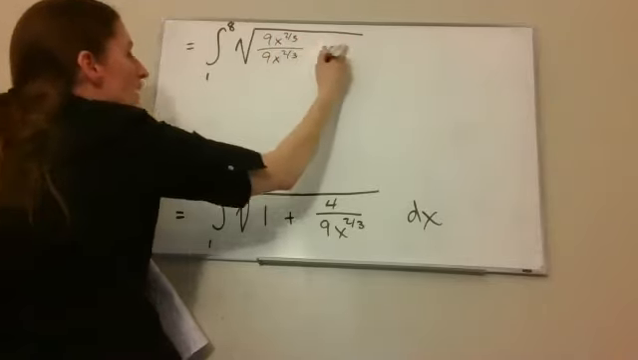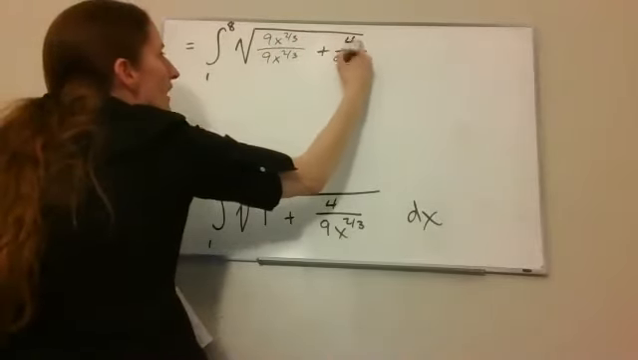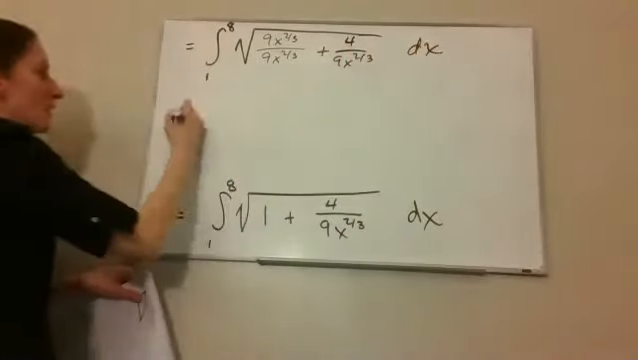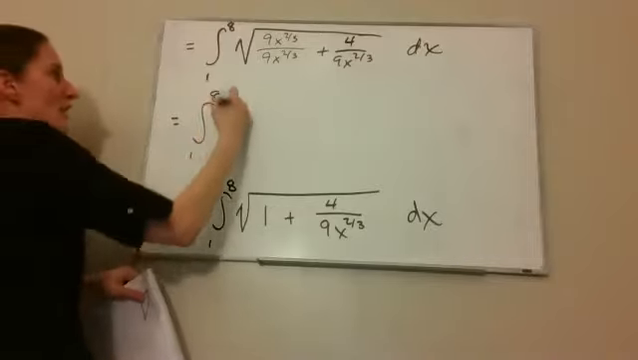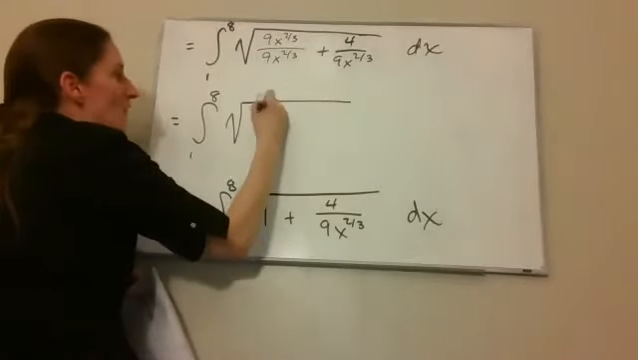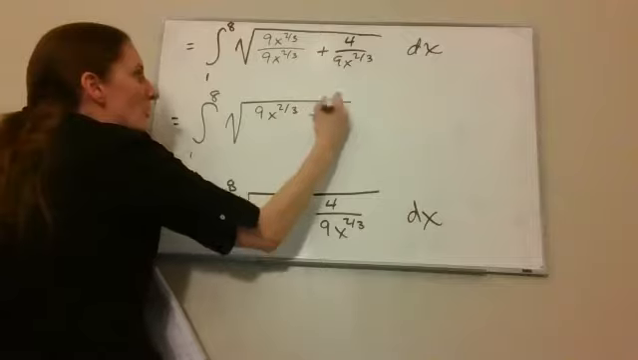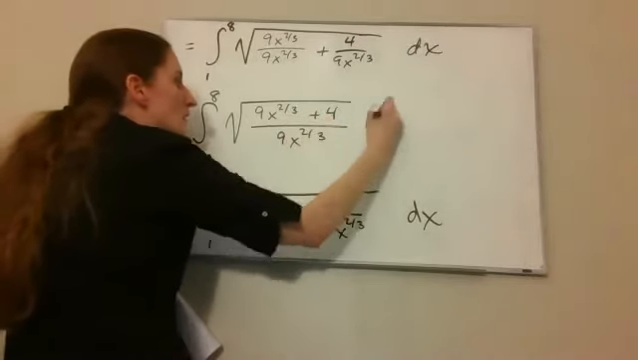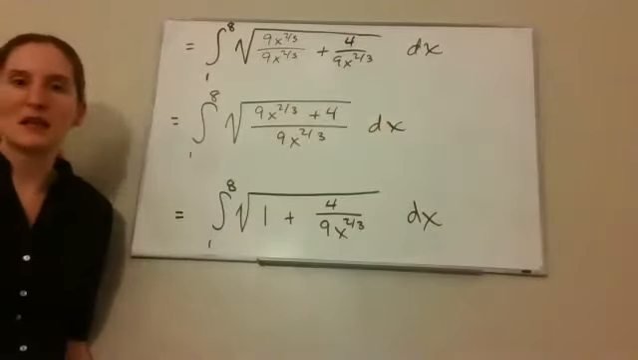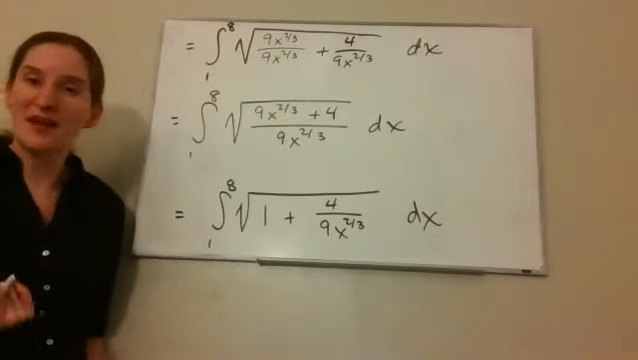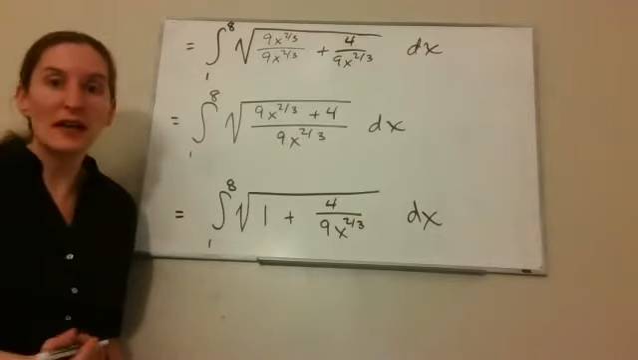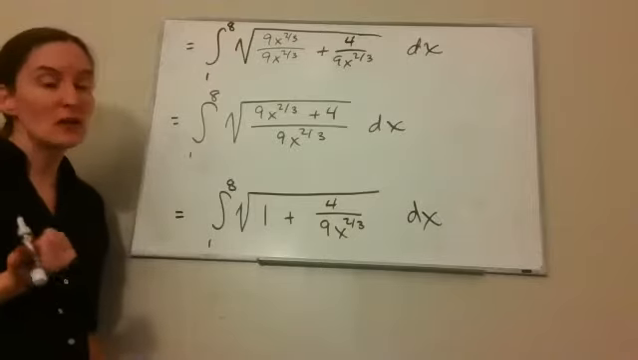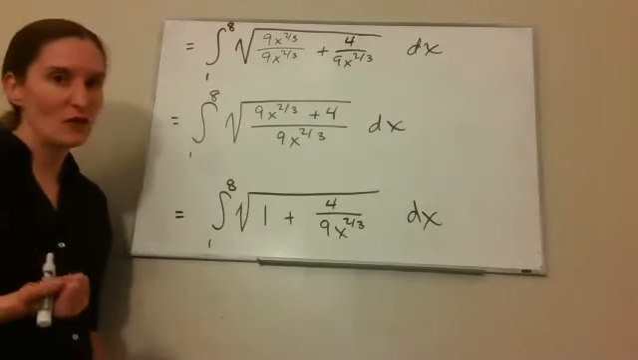So if I get a common denominator, I have a square root of 9x to the 2/3 over 9x to the 2/3 plus 4/9x to the 2/3 dx. And if I add those two fractions together, then I have 9x to the 2/3 plus 4 over 9x to the 2/3. And right now you might be thinking, what in the world are you doing? You're making this integral look worse. And for now, I agree with you. It does look worse. But what we're doing is actually going to make the problem easier to solve.